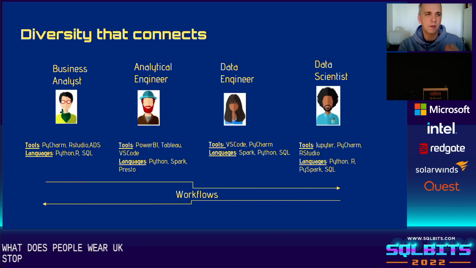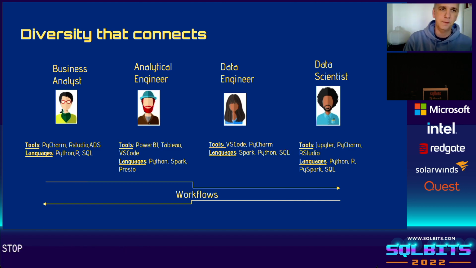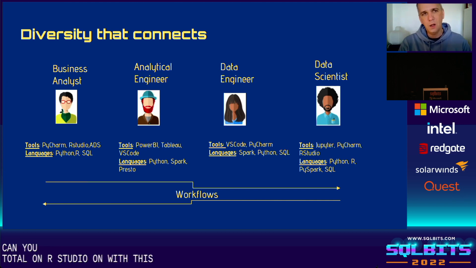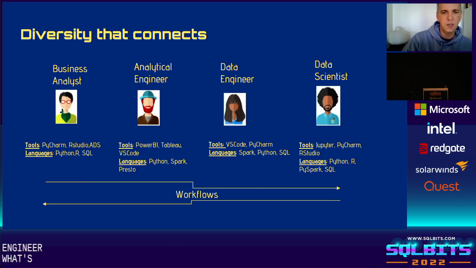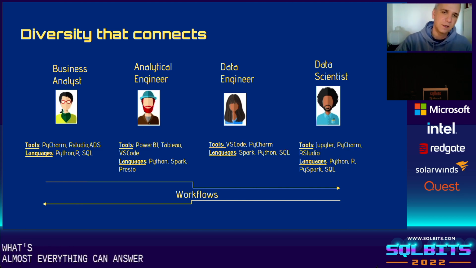So try to imagine a corporation, an enterprise organization where you would have that flow. And if we start from the left-hand side with business analysts, you can see I've just given a couple of tools. Don't stick only to those tools, but just to give you an idea, and all the languages. So, a business analyst essentially can use PyCharm, RStudio, ADS with these languages. All those languages stick with notebooks. Then you have analytical engineer, which can use Visual Studio Code, which can use Power BI, which can use Tableau, and of course, languages like Python, Spark, Presto. Almost everything can also be there, except Power BI.